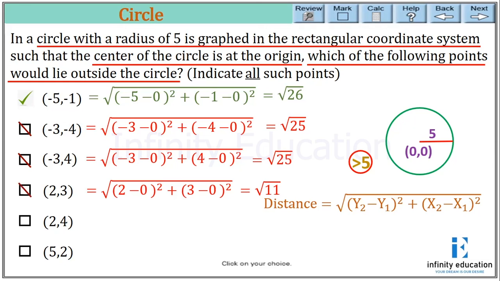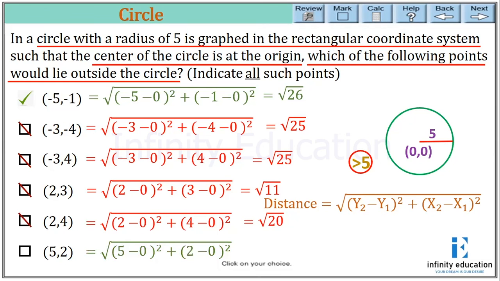Now the next one is 2, 4. If we consider the two points as 2, 4 and 0, 0, and put them into the equation, we will have (2 minus 0) squared plus (4 minus 0) squared. That is the square root of 20, which is less than 5. So I can eliminate it. And the last option is 5, 2. Now, if you consider the distance between 5, 2 and 0, 0, that will be the square root of (5 minus 0) whole squared plus (2 minus 0) whole squared. If we do the simplification, it will be the square root of 29, which is more than 5. So that should be one of the answers to the question.